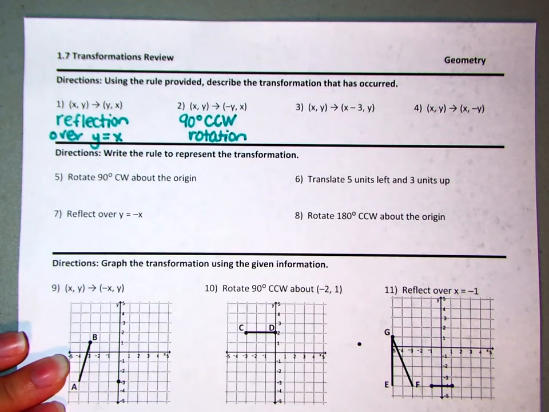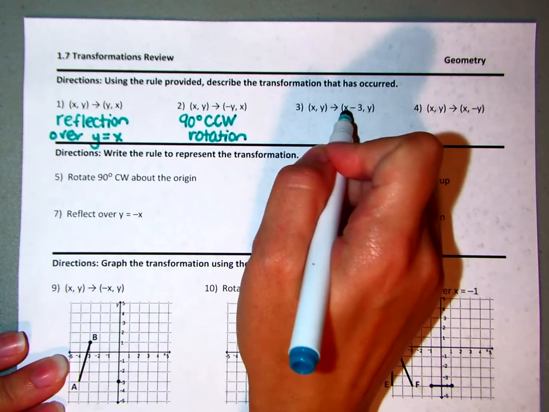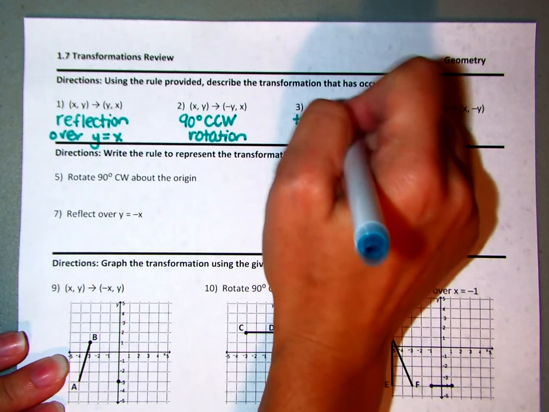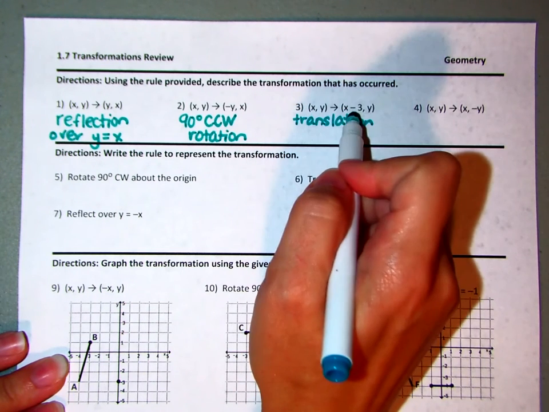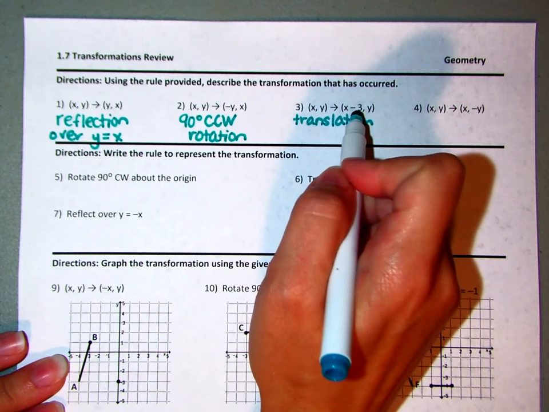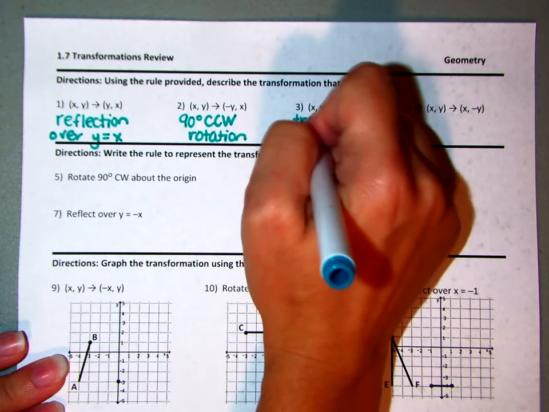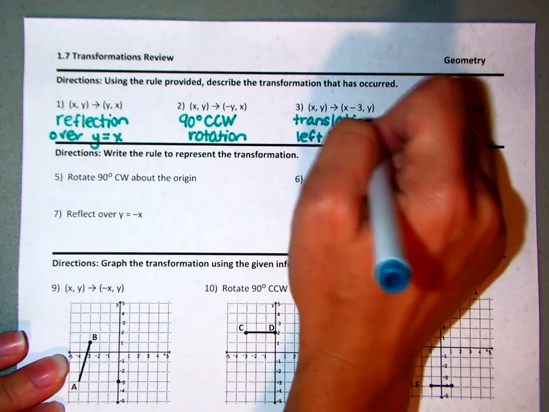On number 3, what we see here is that our x now is going to be moving. That's a translation. Now we just have to figure out how much did it translate. Well, if we look at this, the x is always going to be our left and right movement. Since it's negative, we're kind of going towards the left where there are negative numbers. So this is a translation of left 3 units.